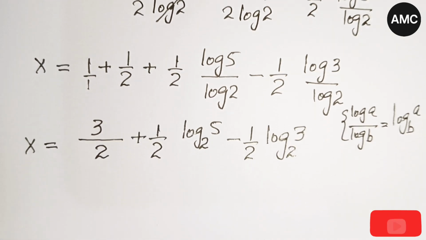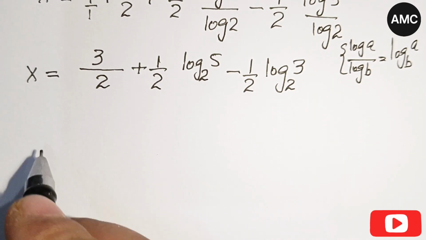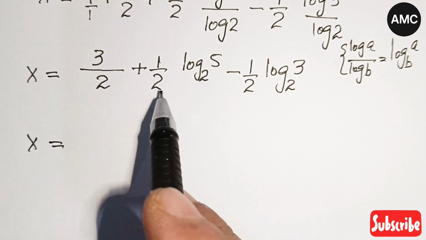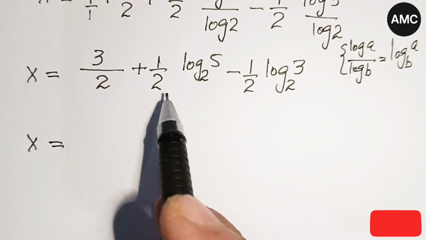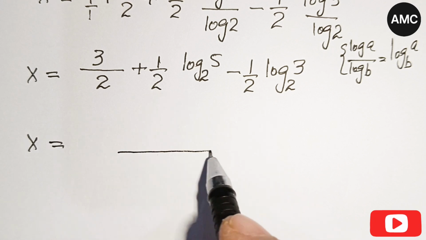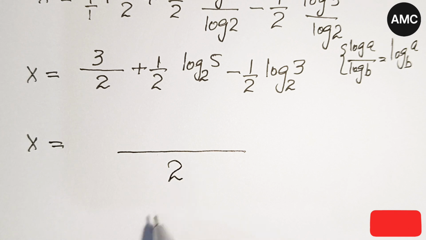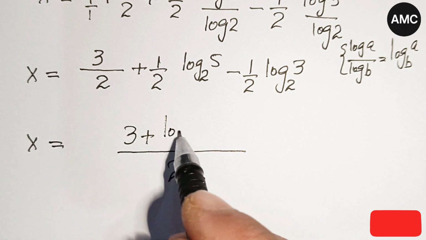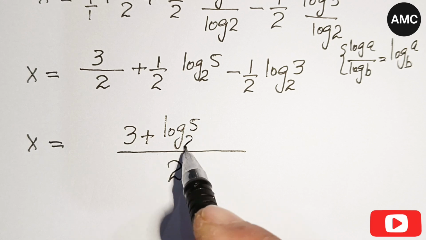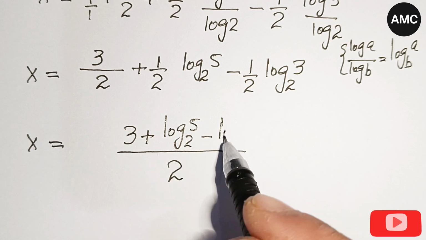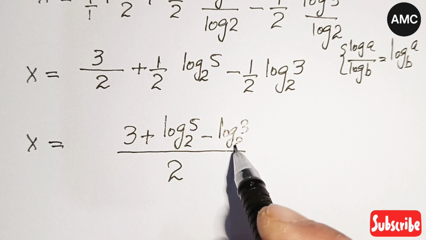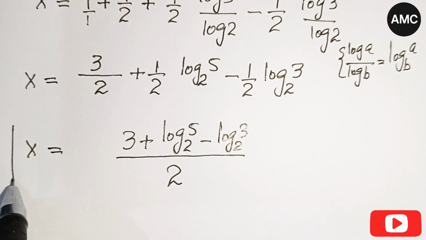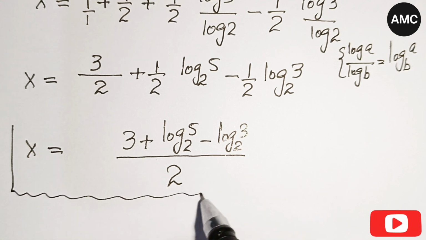Now our next step: here we see that x is equal to this, and there is also a 2 in the denominator, so we just take the least common multiple, which is 2. Here we have 3 plus log 5 to base 2, and here we get log 3 to base 2. So it is our value of x that we have just found.